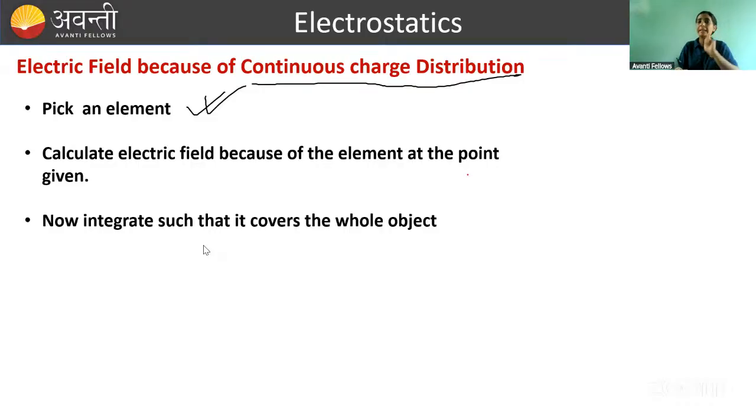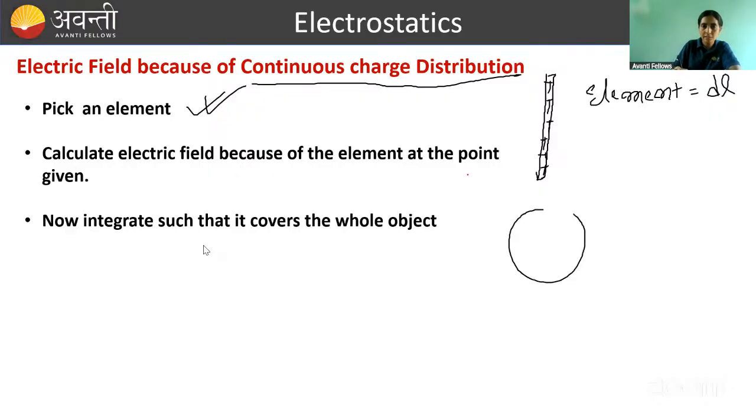So to pick an element, always remember, if charge is distributed along the length, then your element will be some small length. ठीक है? If your charge is distributed in an area, suppose this is a disk, then charge is distributed in an area, and in that case element will be what? In this case element will be small area.